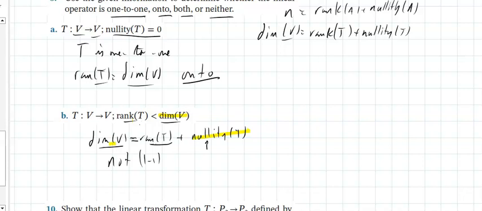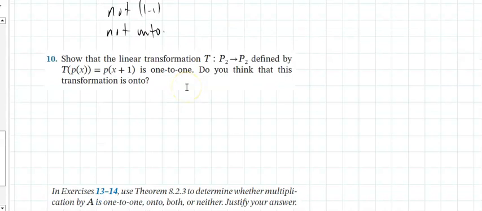And since the rank of T is less, automatically it's not onto either. There'll be some vectors in the image that do not have a pre-image, that do not map to a pre-image.